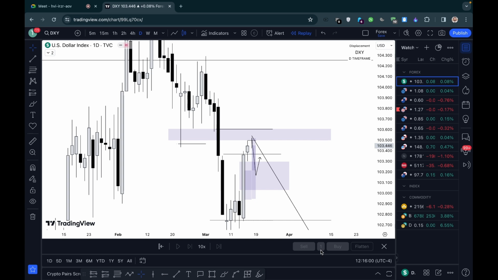From weekly, what did we see? There is a fair value gap here, a fair value gap here, and a fair value gap here. So price moves from fair value gap to fair value gap. That is a model. So from this to this is my weekly bias. From daily, what will you expect?